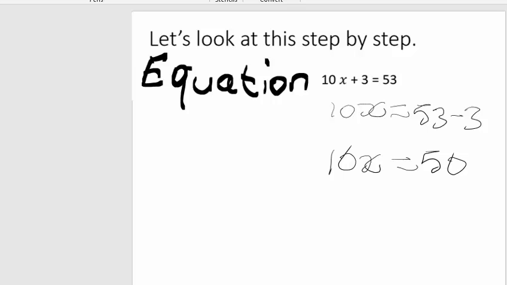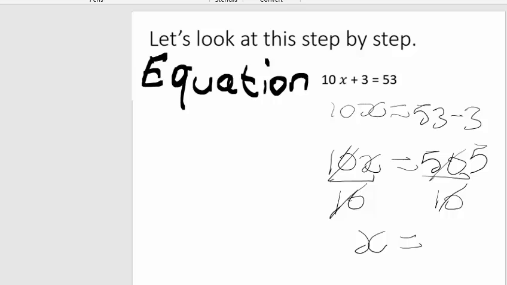Now, because I'm looking for x on its own, I need to divide by 10, and whatever I do on the left, I must do on the right. This is also divided by 10. Let me just remove this equals sign, it can be confusing. So x in this case cancels out here, and here we get 5. So x is equal to 5. We all see that's how you would solve this equation. Let's move on to the next slide.